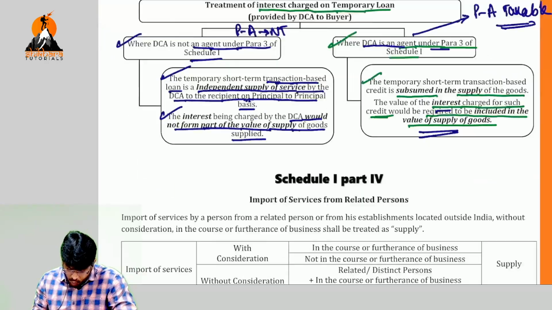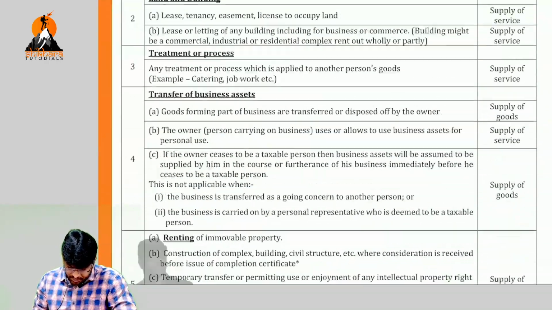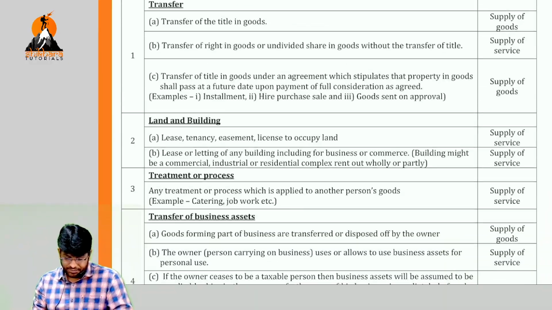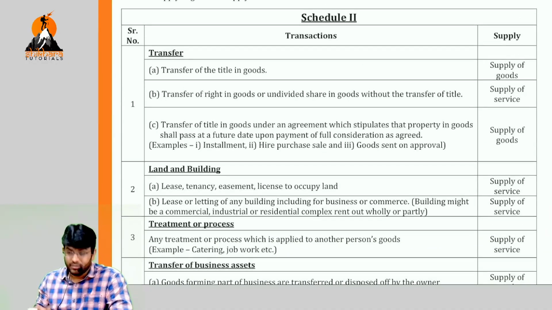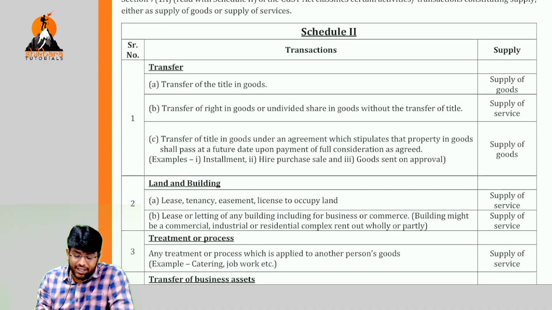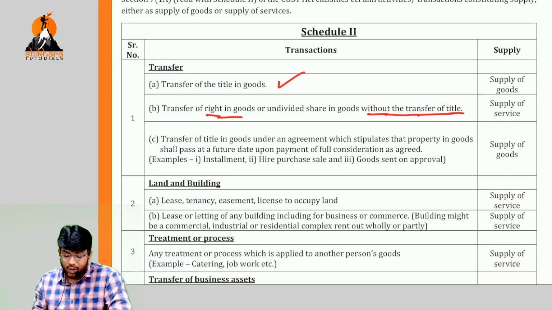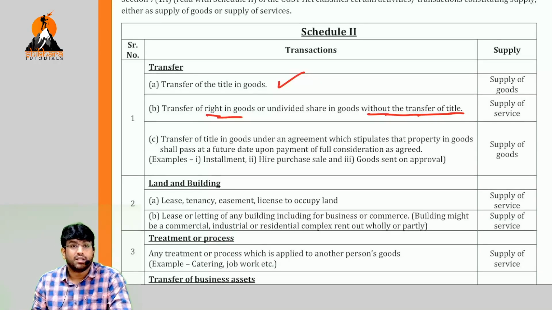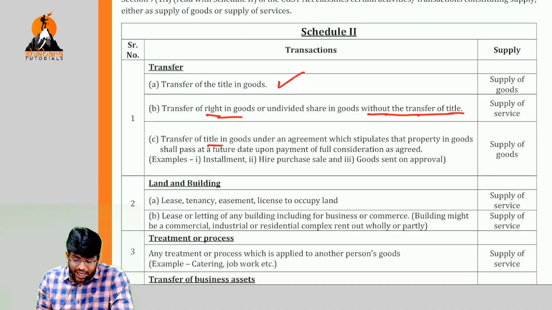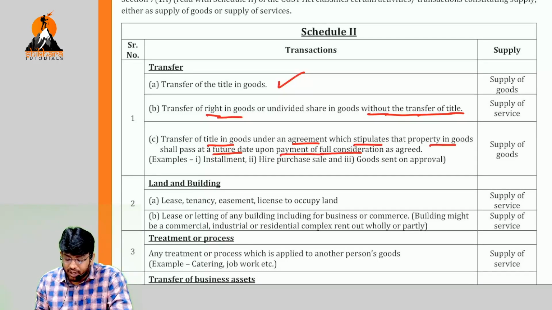Section 7, 1A. Page number 13. See the first point. Transfer of title in goods. What do you call it? Transfer of right. See that line? Transfer of right without transfer of title. What do you call it, friends? Service. Right? Next, transfer of title in goods under an agreement which stipulates that property in the goods shall pass at future date upon payment of full consideration.